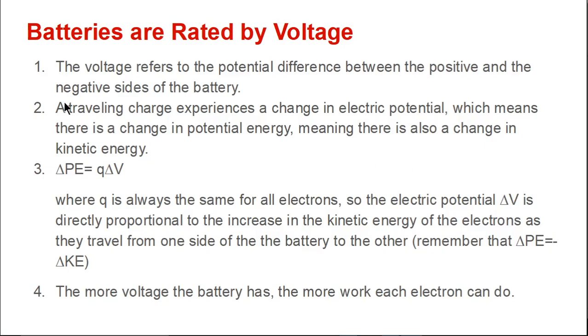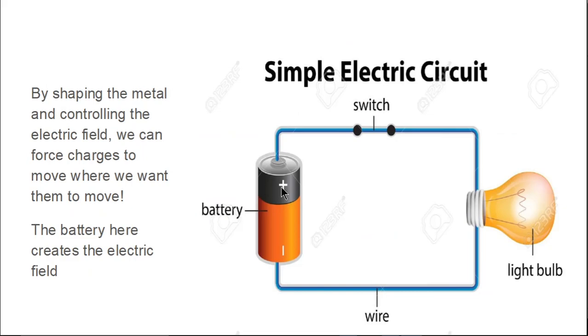Here we go. Batteries are rated by voltage. We mentioned this in the previous module. You have seen the little numbers on the battery that say 1.5 volts. Okay, that is voltage. And what does it mean? The voltage refers to the potential difference between the positive and the negative side of the battery. So let's go back for a second. Positive and the negative. The difference in voltage created by this electrical field is your voltage, okay?